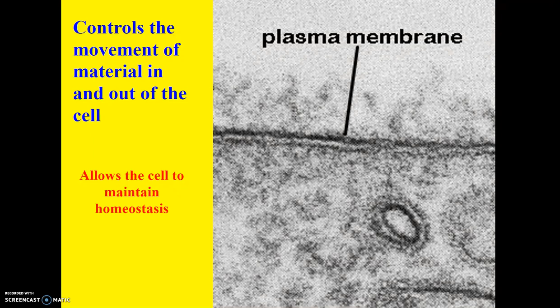By doing that, it allows the cell to keep homeostasis, where homeo is same, stasis is state. So the cell stays in the same state. It can keep certain amounts of water or other substances inside of it so that it stays the same and can do its job very efficiently. So the cell membrane's job is to do that.